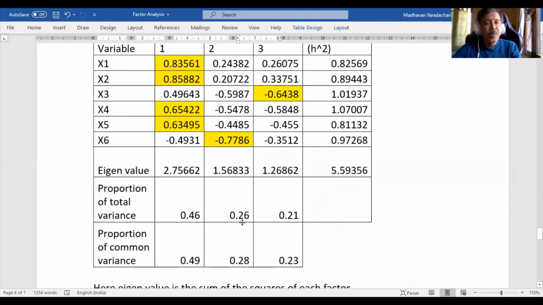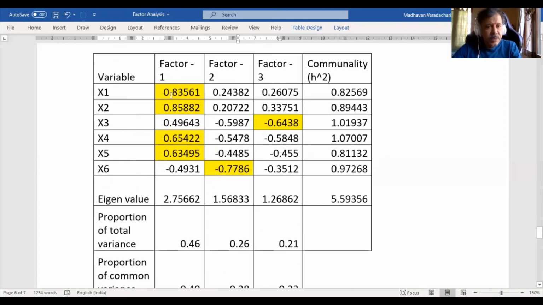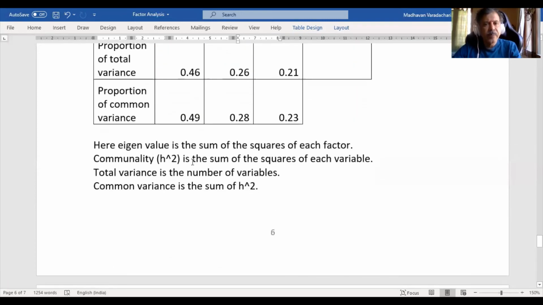Now, what do you mean by this eigenvalue? Eigenvalue is the sum of the squares of each factor. Means this: 0.83561 square plus this square plus this square plus this square plus this square plus this square. You will get this 0.27. Likewise, you do it for each factor. Sum of the squares of rows actually. Each factor means sum of the squares of rows.